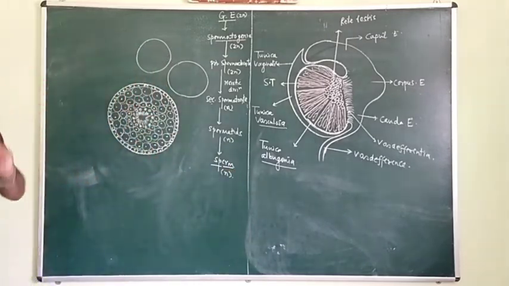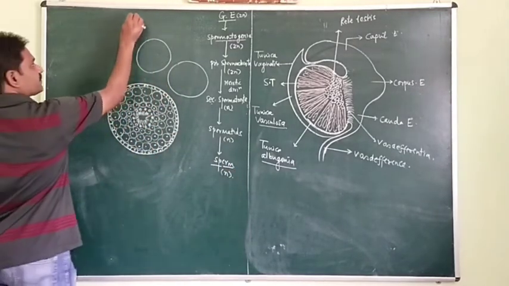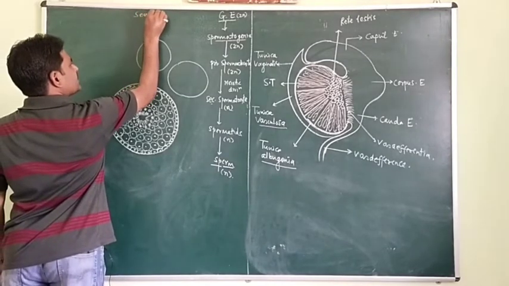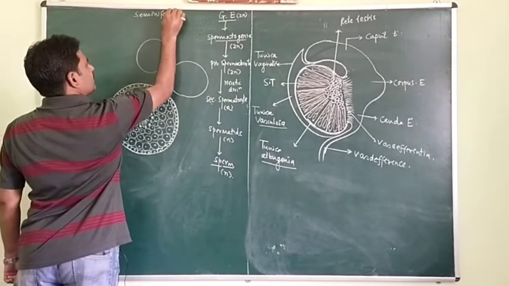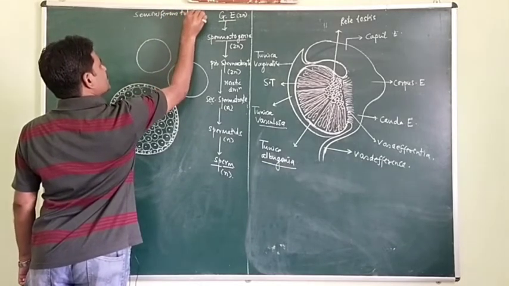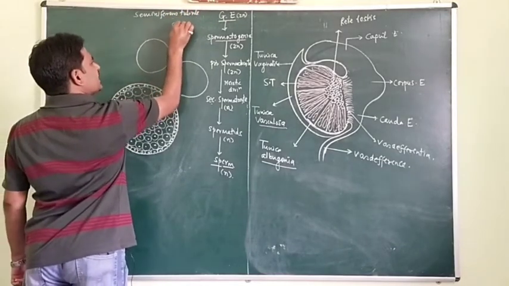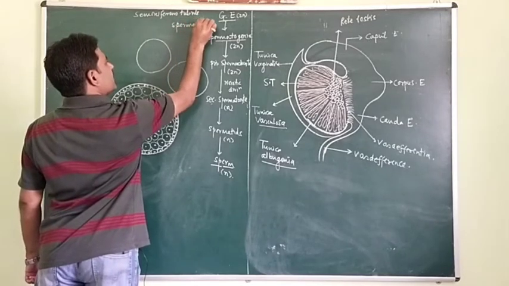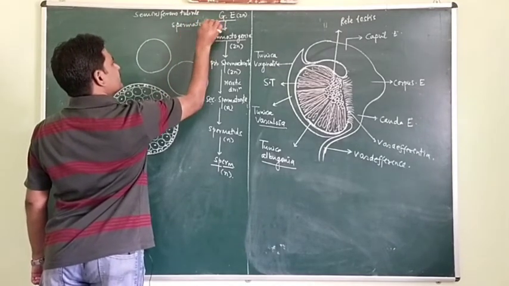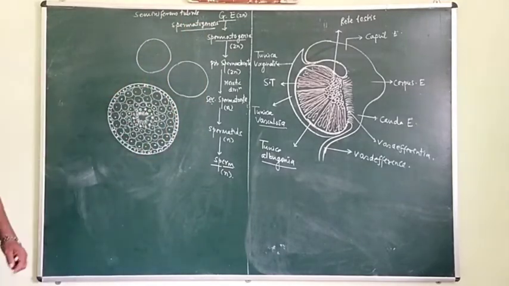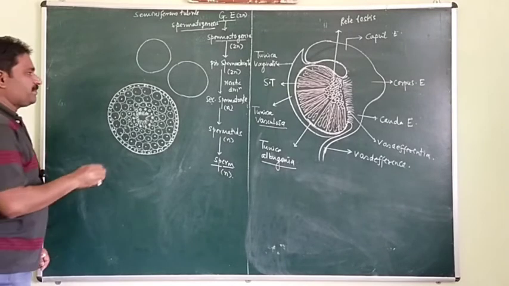This particular process takes place in the seminiferous tubule, and the process is called spermatogenesis. In this way sperm is formed, and for this spermatogenesis there is a requirement of food. Food is required for the nourishment of sperm. That food nourishment takes place by the pyramid shaped cells.